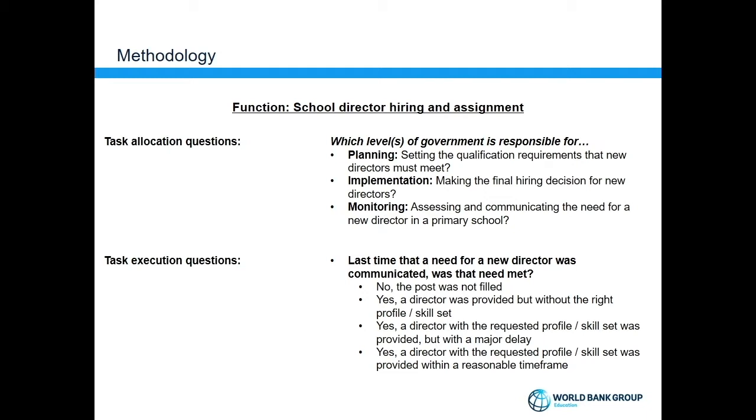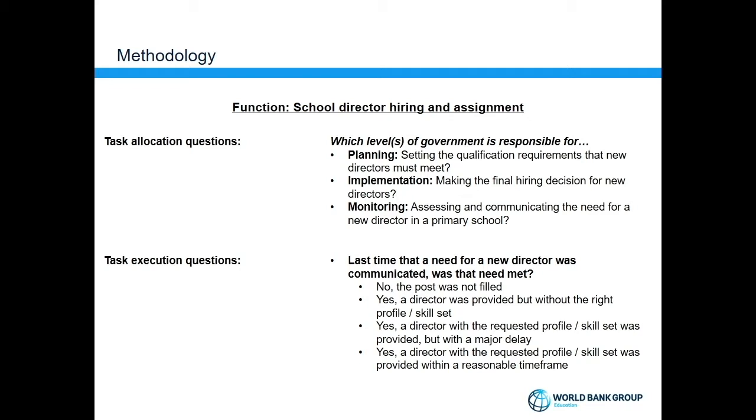So, okay, a specific example to tell you what I'm talking about. So in the function of school directors, a school principal hiring and assignment. So these are some of the task allocation questions. So for example, the planning dimension, we asked about who is responsible for setting the qualification requirements that new directors must meet, right? Just as one example.